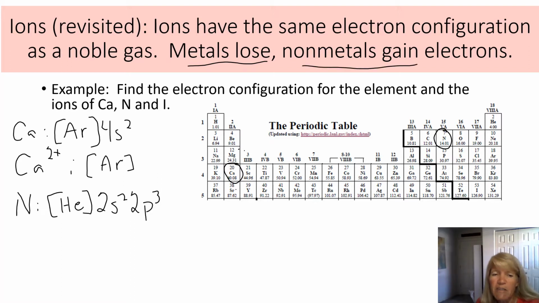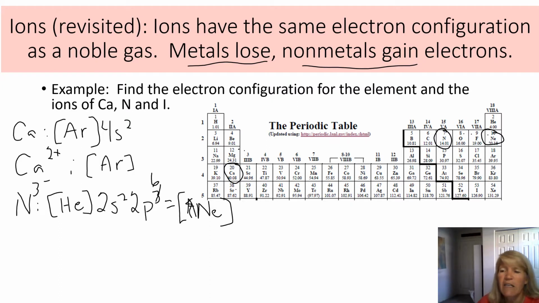So how many does it want to gain? Well, it's going to want to look like neon. And so that means 1, 2, 3. So instead of being 2p3, it's going to be 2p6. So that is the configuration of neon. So nitrogen with a 3- charge is going to have the same electron configuration as neon.